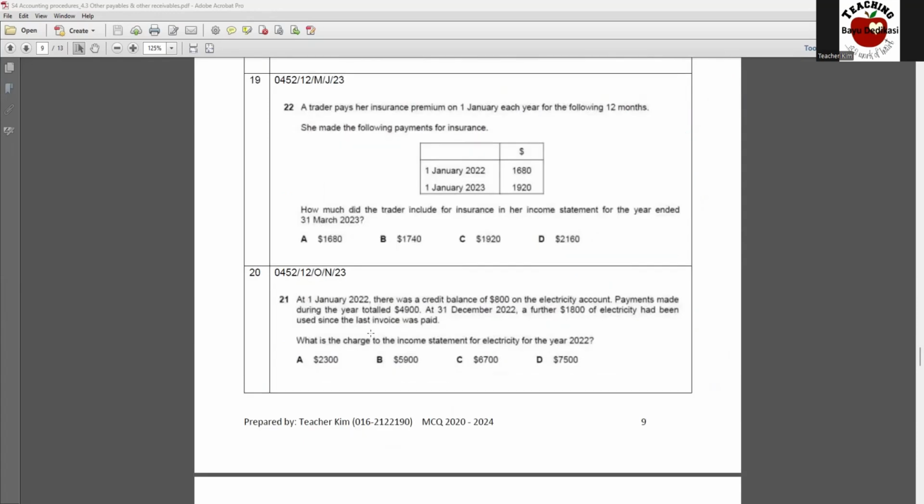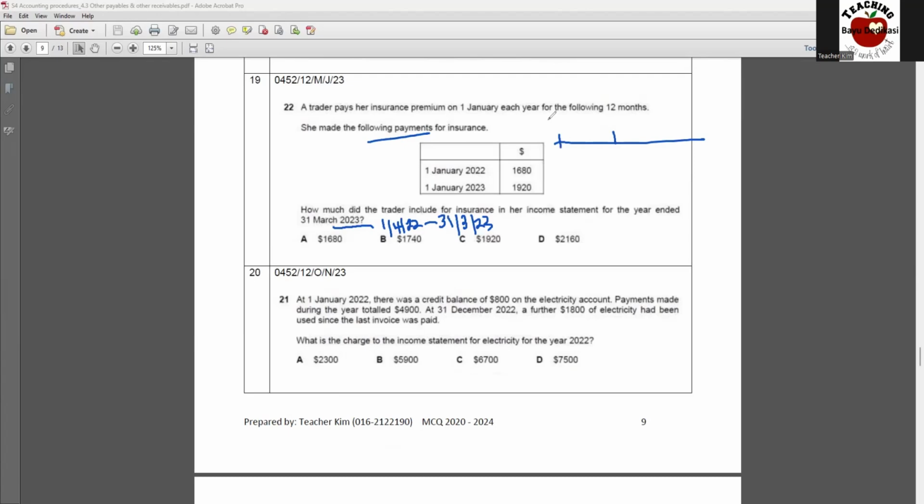Question 19. A trader pays her insurance premium on 1st January for each of the following 12 months. So this is a payment date. How much did the trader include for the insurance in her income statement for the year ended 31st March 2022? Your financial year is April 2022 to 31st March 2023. Okay, this is the amount. So the financial year end, this is a payment.